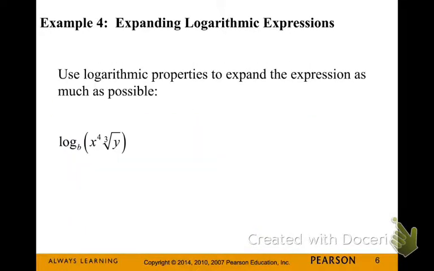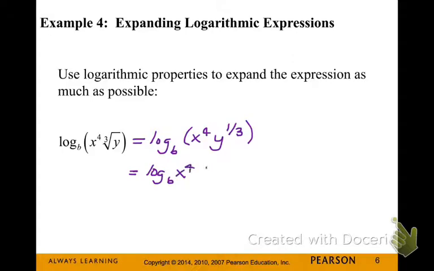Now we're going to put all our properties together. First of all, we always want to make sure to change any radical into an exponent. So we're going to rewrite this as x to the 4th y to the 1/3. From here, we'll notice that inside the parentheses we have a product, which means we can break this apart into log base b of x to the 4th plus log base b of y to the 1/3.